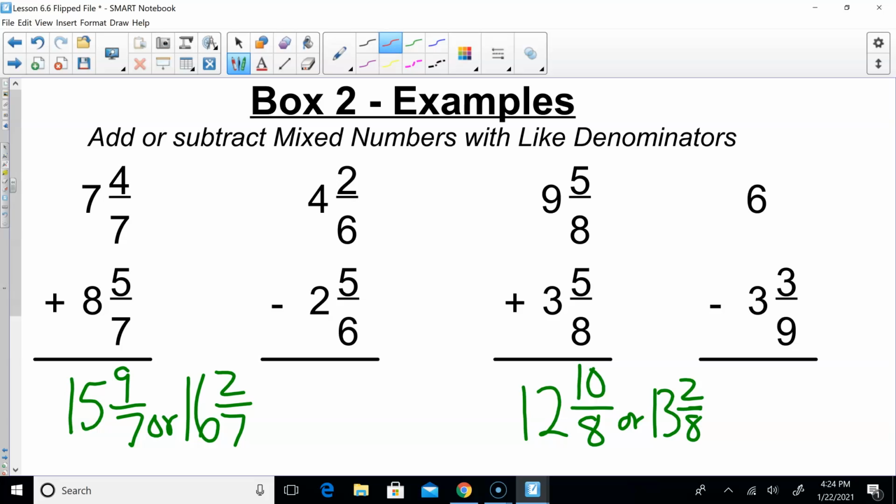And now to the subtraction problems. Dun, dun, dun, dun. I hear the music cueing. You got this. We got this. All right.